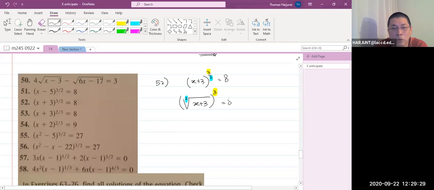Now to undo a cube, we do cube root. Cube root of 8, which is 2. And then I will square both sides. Because the other side is a positive constant, I don't need to check. x equals 1.